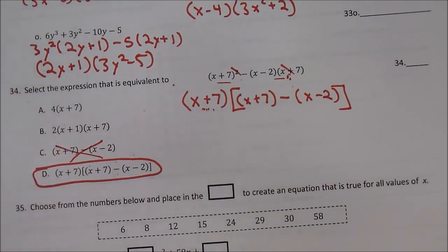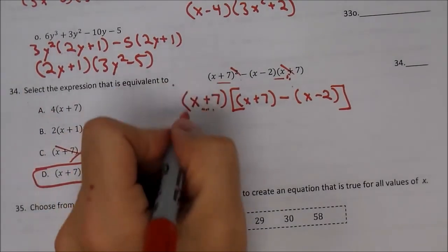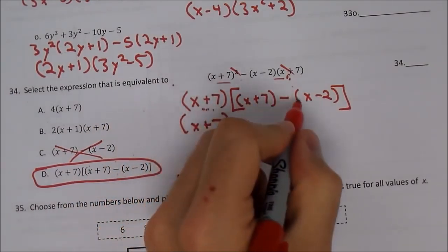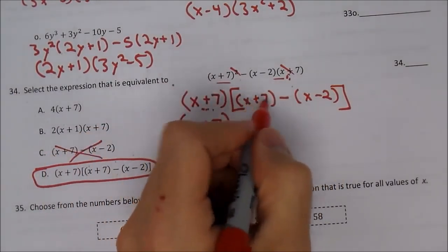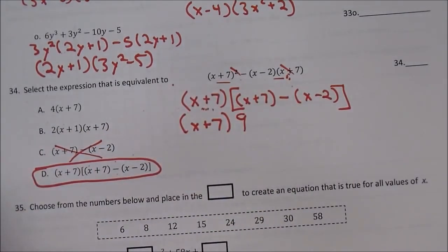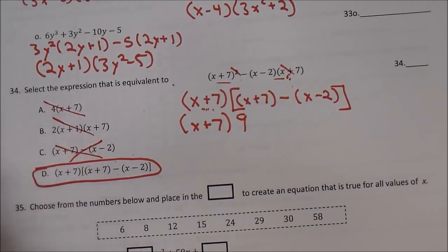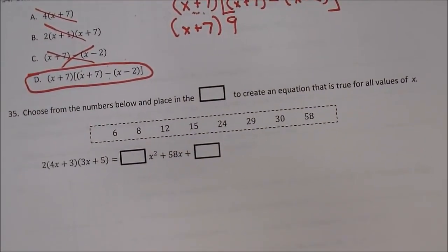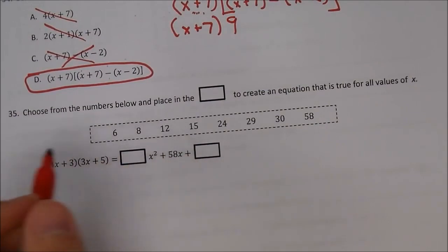We could multiply it together and see what it comes out to, so let's do that. So then we have x plus 7, and then in this parenthesis, x minus x is 0, 7 minus a negative 2 is 9, so then it's going to be x plus 7 times 9, which is not that, and it's certainly not that, so D would be our best answer. Last one, 35, we have to find the first box and last box.